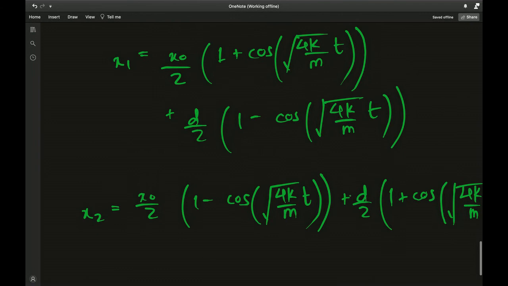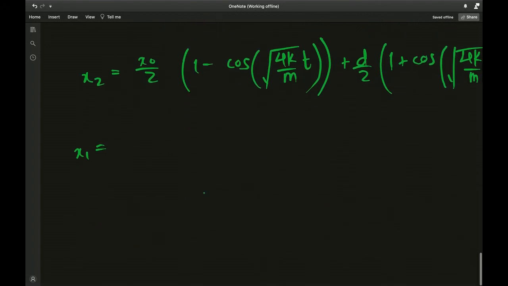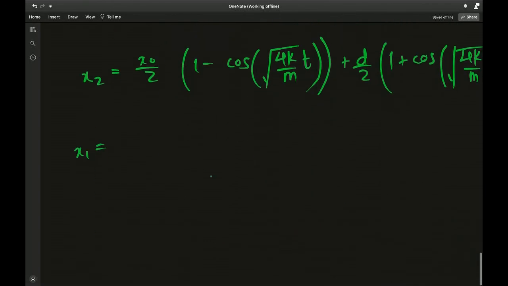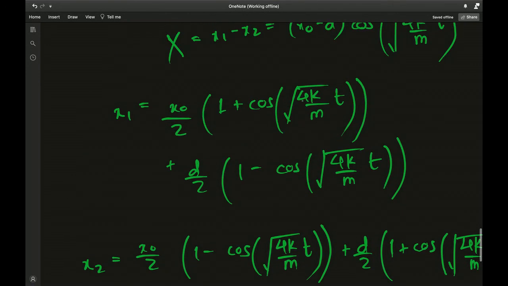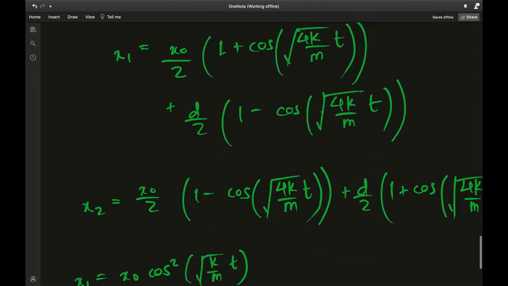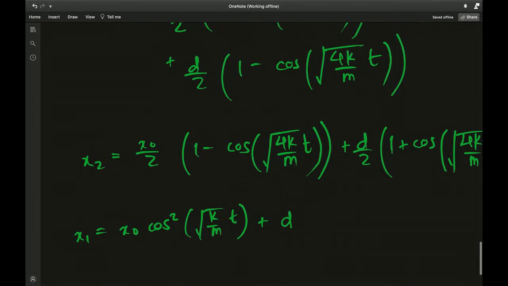Now one interesting thing is, if we want to use some trigonometric identities, we can make a simplification of this guy. So x0 over 2 and 1 plus cosine is 2 times cosine squared of half the angle. So that 2 and this 2 will go. So x0 times cosine squared of half of this will just be square root k over m times t, because square root 4 was 2, plus d, and then 1 minus cosine of some angle is 2 times sine squared of half the angle, so that 2 cancels off. Sine squared of square root k over m times t.